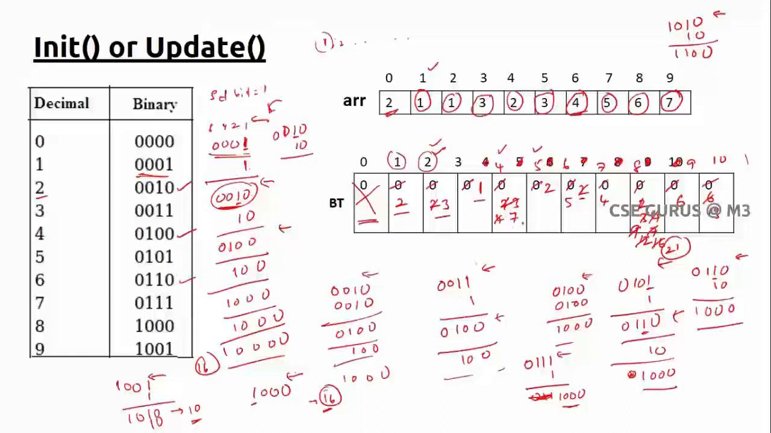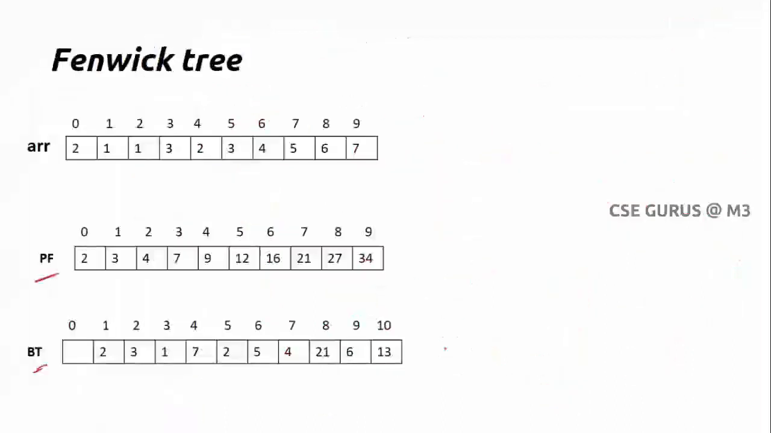2 3 1 7 2 5 4 21 6 13. Can you check where I have shown these values? Yeah, so almost we got the same thing. Like this we'll get the values 2 3 1 7 2 5 4 21 6 13. Now of course to make it like this, it might take n times.